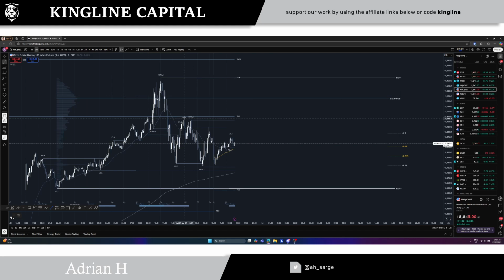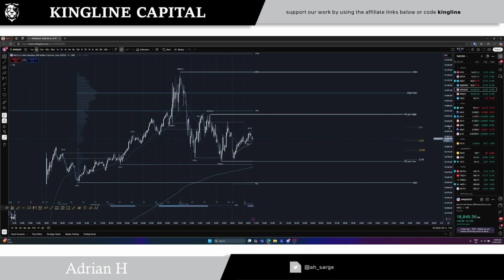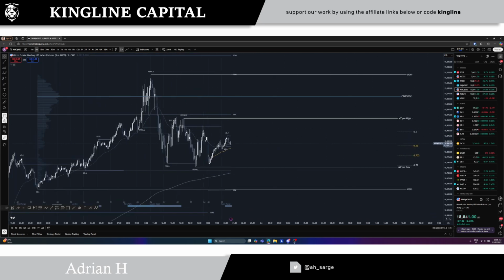All right, we want our previous session. So we've got NYPM highs up here. NYPM lows here. So looking at these for our draw for Asia. And we'll pop our manipulation zone from that Q4 AM swing.